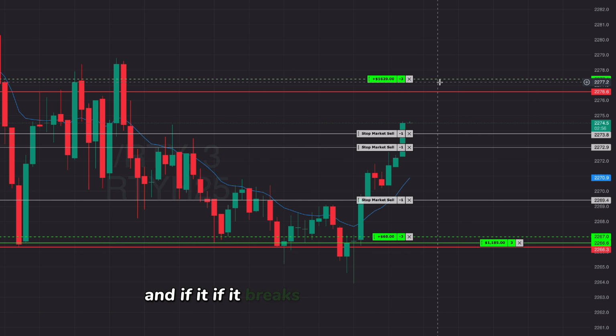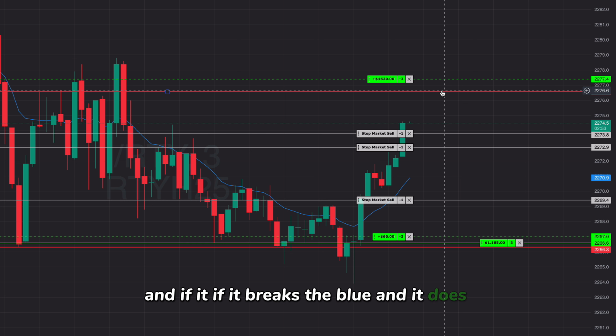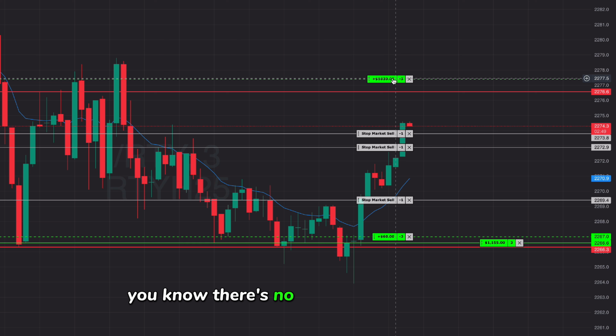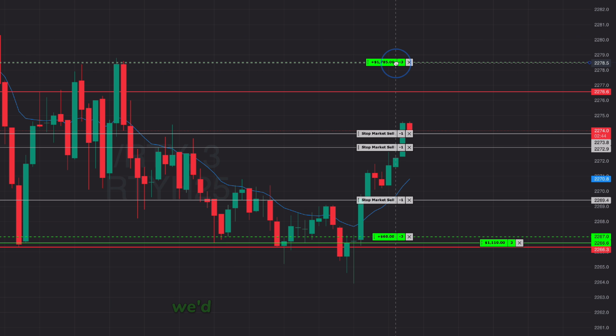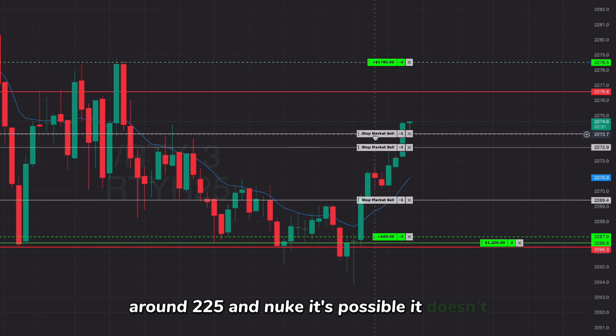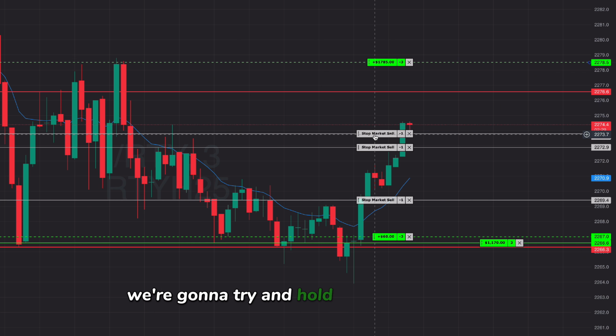And if it breaks the blue and it does open and this thing does mean revert, there's no limit to how high it can go. Stocks only go up. We'd love to see it break out here, but more often than not, you're going to see it tap around this red line, around 225, and nuke. It's possible it doesn't. We're going to try and hold this as long as we can. And this is a great trade.